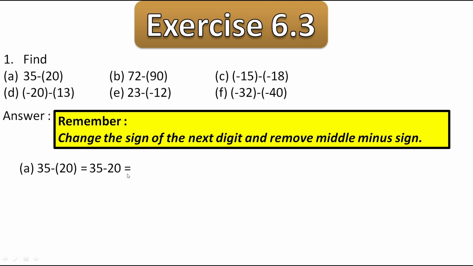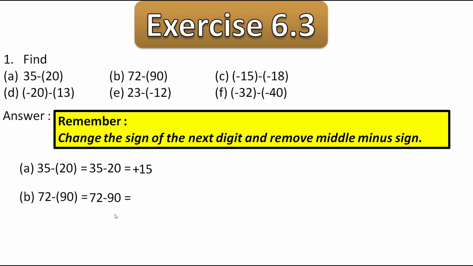Then we have 35 minus 20, and you all know how to solve this. 35 minus 20 gives the answer 15. Which sign do we give? We give a plus sign, because the bigger number, 35, has a plus sign. Understood? Now let's solve the next one, 72 minus 90. Here again 90 is in the bracket, meaning 90 has a plus sign, so again we change the sign of this 90. Then we have 72 minus 90.